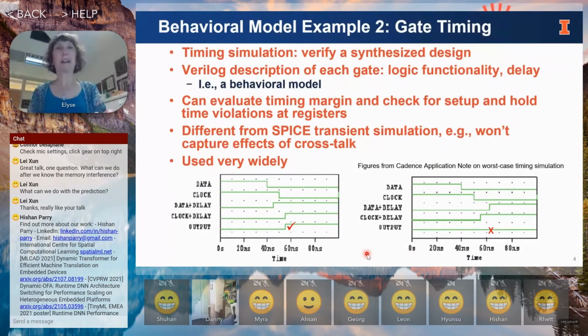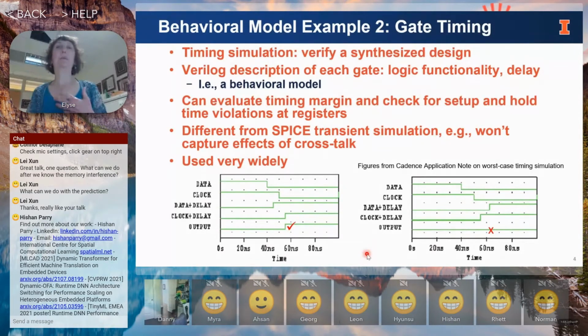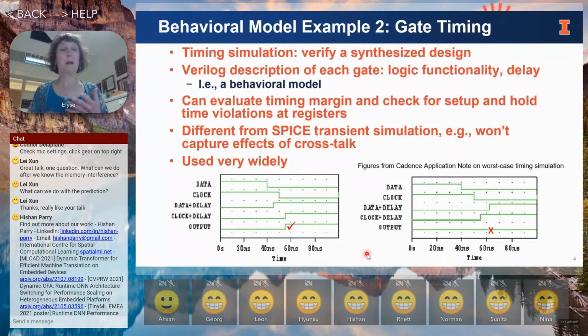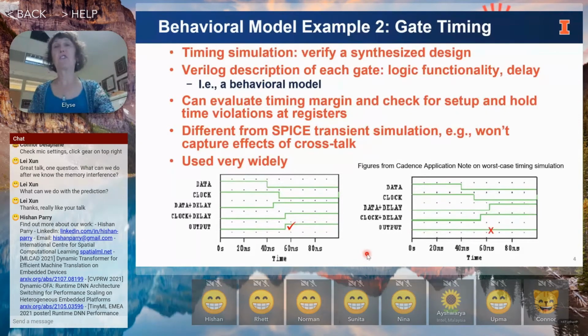Another well-known example are gate timing models. These are used very extensively to verify a digital design. You can check for setup and hold time violations through those timing simulations. But again, this is not a SPICE transient simulation. It won't capture effects such as crosstalk. Nevertheless, timing simulation is used very extensively because it is so much faster than a transistor level SPICE simulation.